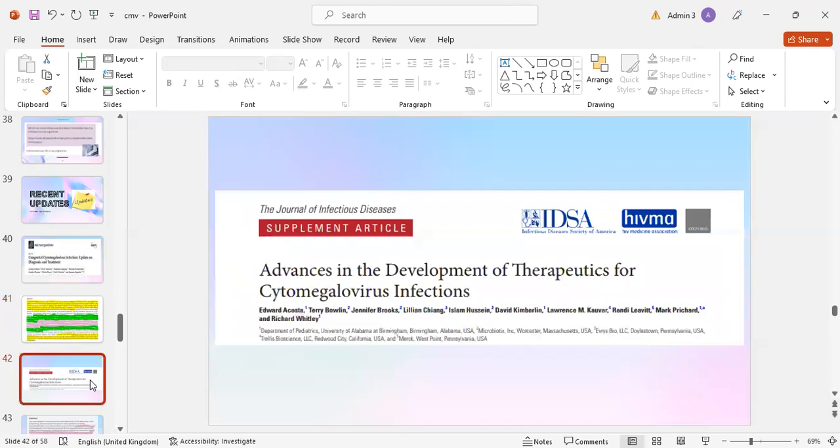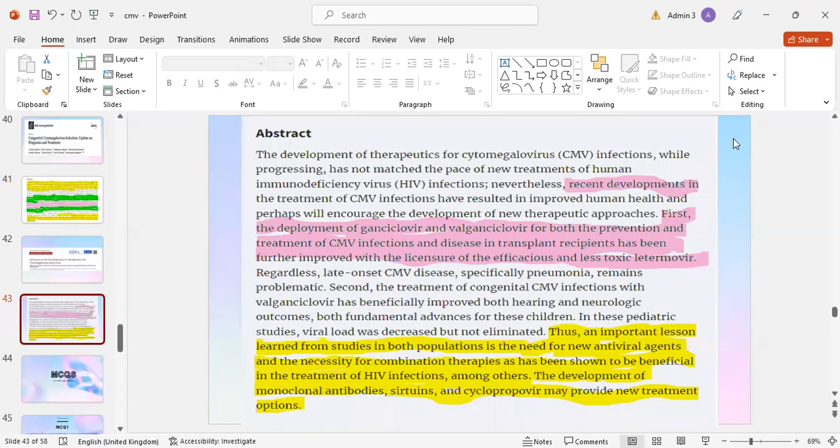And the other article is "Advances in the Development of Therapeutics for Cytomegalovirus Infection." Recent developments in the treatment of cytomegalovirus infection have resulted in improvement in human health and perhaps will encourage the development of new therapeutic approaches. First, the development of valganciclovir for both the prevention and treatment of cytomegalovirus infection and disease in transplant recipients has been further improved with the licensure of an effective and less toxic later drug, letermovir.